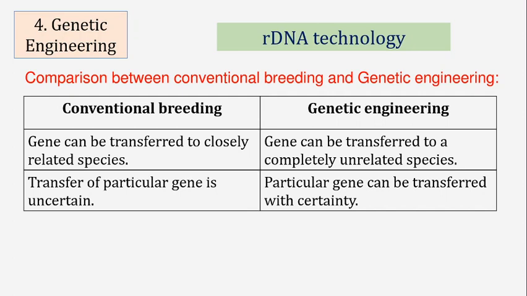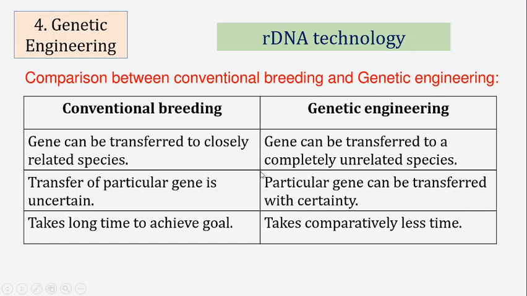And in conventional breeding, the transfer of a particular gene is uncertain. We are not sure which gene will be transferred and which gene will be expressed in the offspring. We are very much uncertain about this. But in genetic engineering, we can transfer a particular gene, and we can be 100% sure that the transferred gene will be expressed in the transgenic organism.